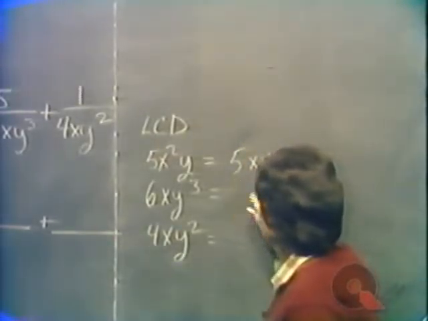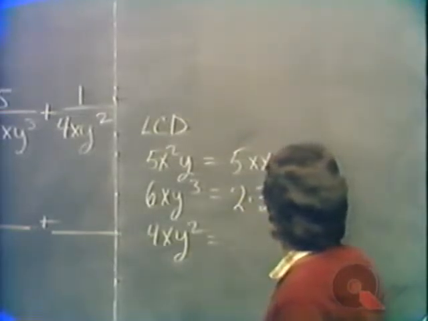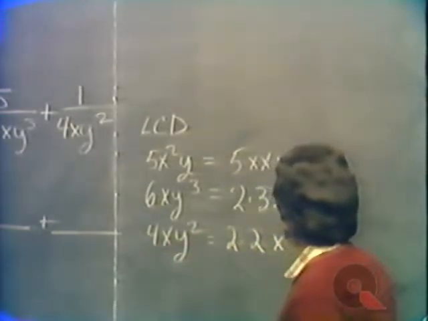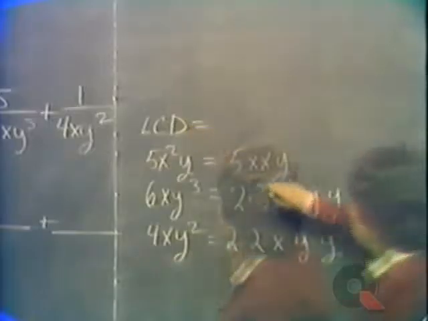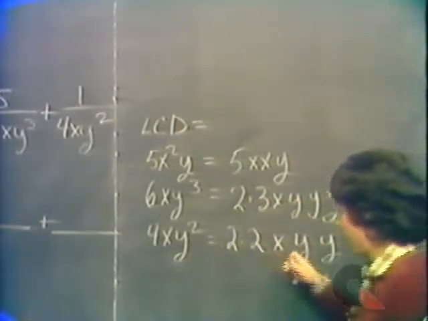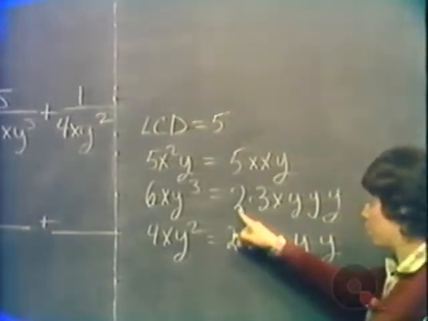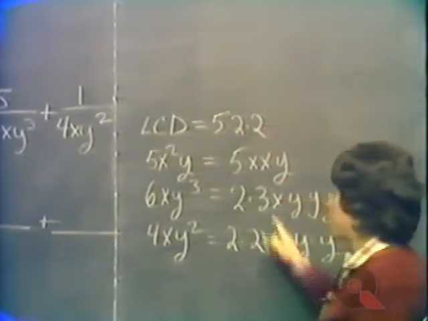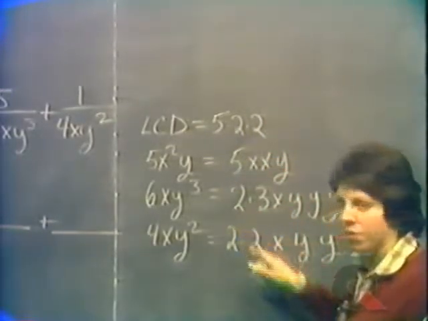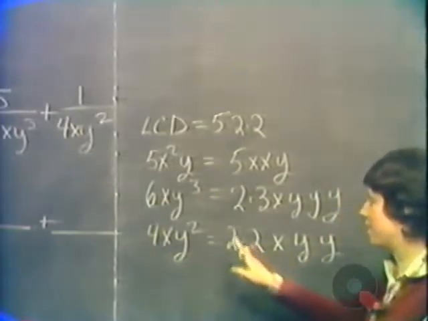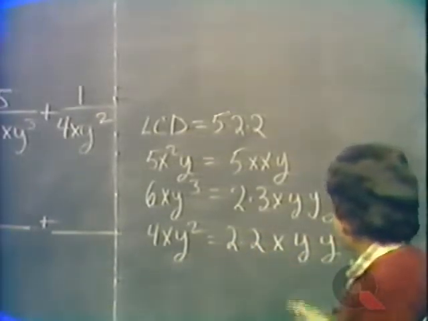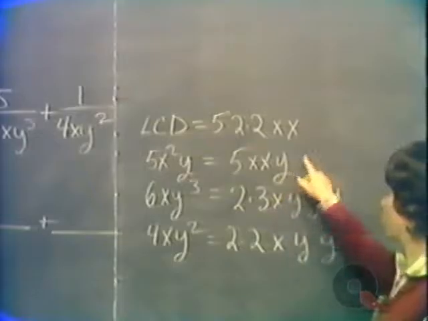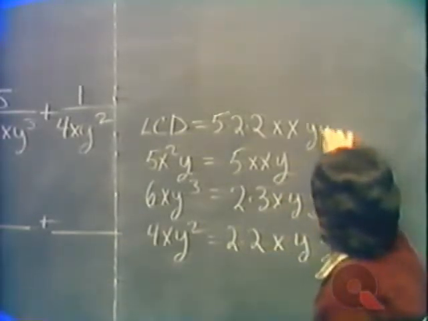5xxy. 6 is 2 times 3xyy. 4, taking it down to its prime factors, 2 times 2xyy. And to get the LCD, well, 5 appears once here, not here, and not here, so we take it once. 2 appears once here, but twice here. No times here. We take it, therefore, twice. We don't take it a total of 3 times. It's not the total number of times it appears anywhere, but rather the greatest number of times it appears in any one denominator. X appears once, twice, so we'll need 2 of them. And Y appears once, 3 times, twice, so we'll need 3 of them.